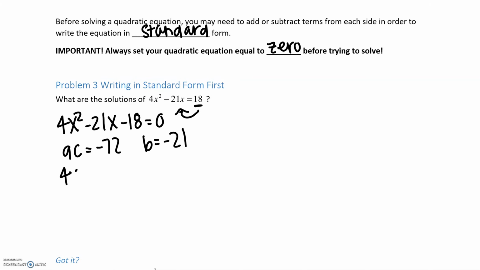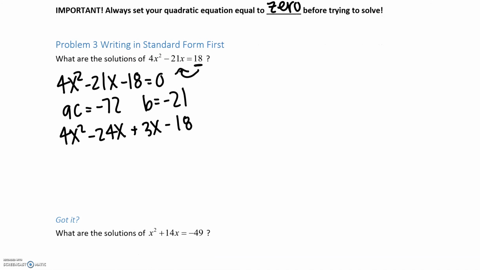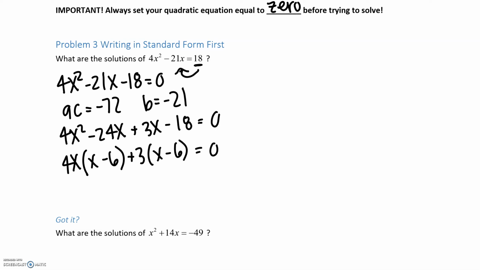That's going to give us 4x squared minus 24x plus 3x minus 18. Okay, so when we are factoring this, that's going to give us 4x on the outside, which leaves us with x minus 6 inside. Then we have plus 3 and x minus 6 on the outside again, and this is all still equal to 0. That leaves us with 4x plus 3 times x minus 6 equals 0.